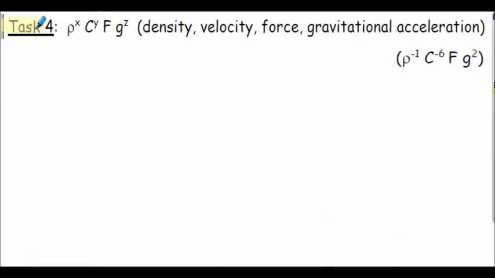And here's task 4. A non-dimensional expression this time includes 4 variables. We have rho to the power of x. Rho is actually mass density. We have c to the power of y. C is velocity. We have f, that's force. And we have g to the power of z. G is gravitational acceleration. Answer shown in the bracket.